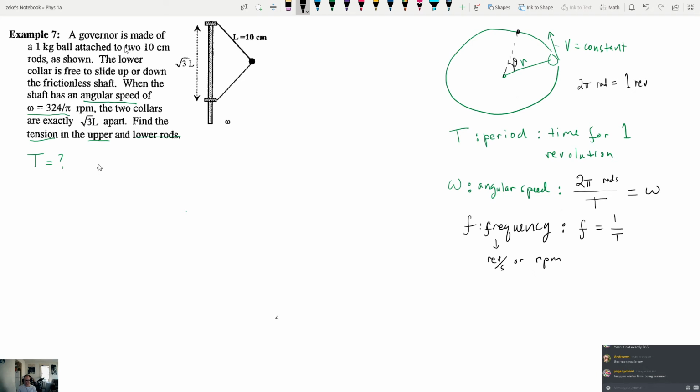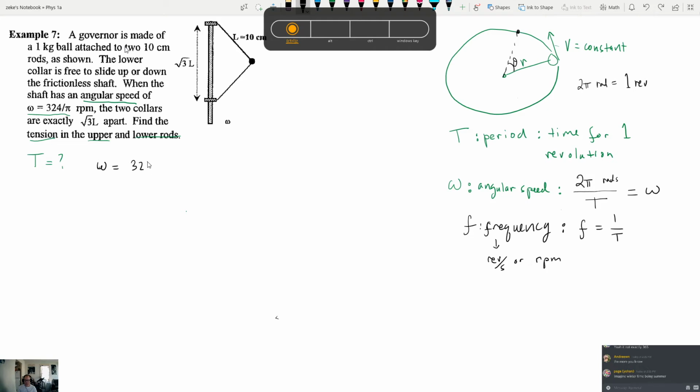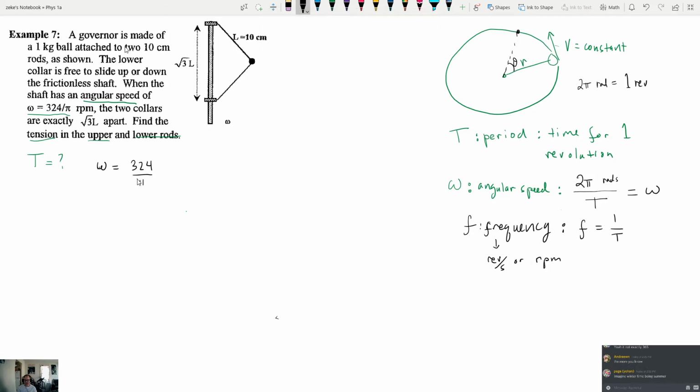So I'm going to write this as omega is equal to 324 over pi radians per minute, I guess. It's kind of a weird way to write it, isn't it? I've done this problem before, but that never really bothered me. It says angular speed, though.